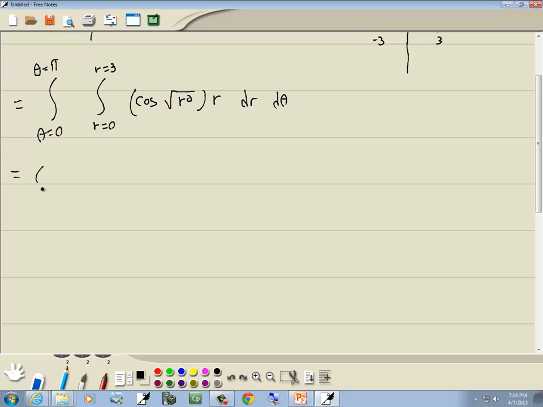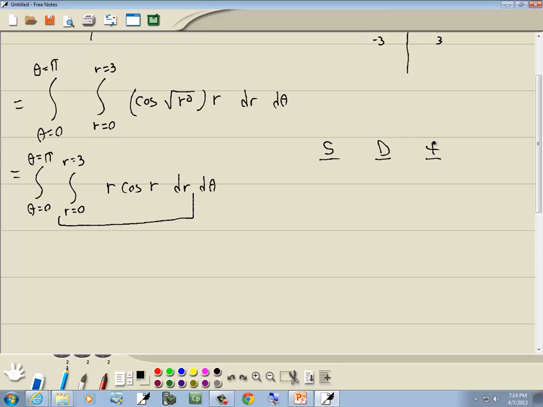Okay, so that's going to give us theta from 0 to pi, of r from 0 to 3. The square root of r squared becomes r, and this r I'll put out in front. So we're going to have r cosine theta of r, dr d theta. We want to handle the inner one, and the easiest way to do this is by parts.